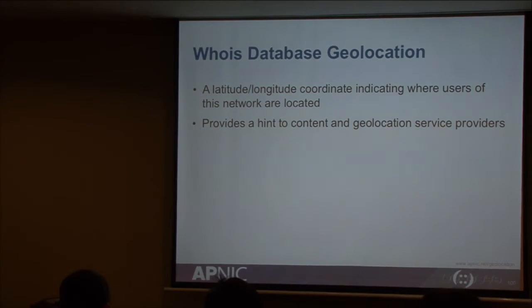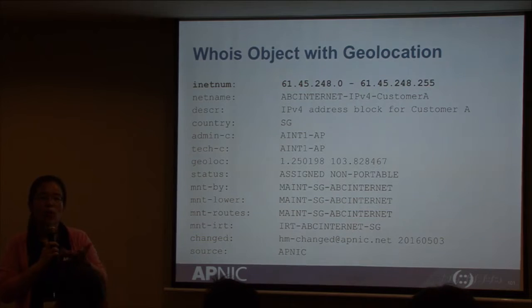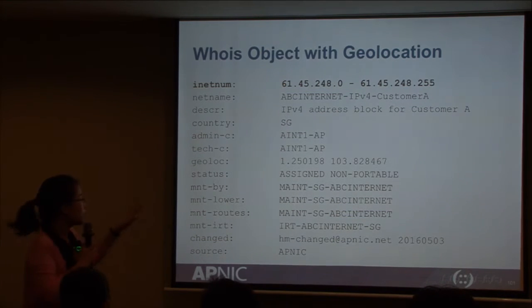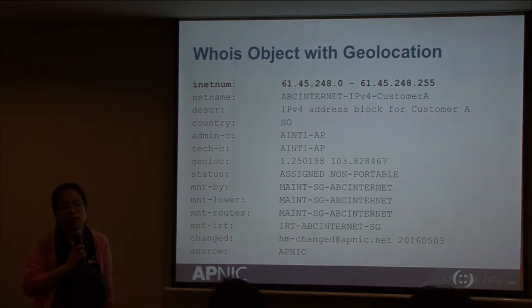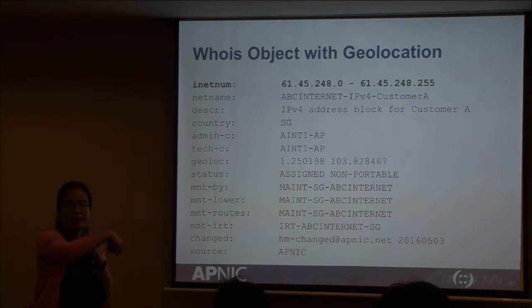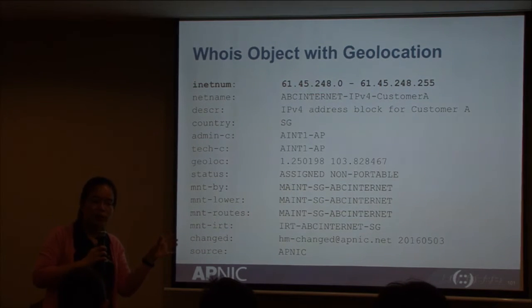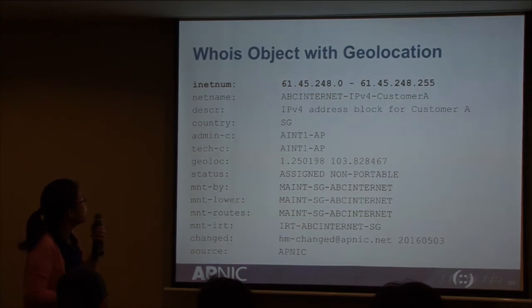And the last part is about geolocation. Geolocation is about where the network is. This information should be input by yourself. Because you know where your network is, you can put this geolocation information into your MyAPNIC portal, and then it is updated in the Whois database. So this is what is recommended, and this information can be collected by the geolocation providers. They can collect the information, so they can show which block of IP addresses is from which geolocation.